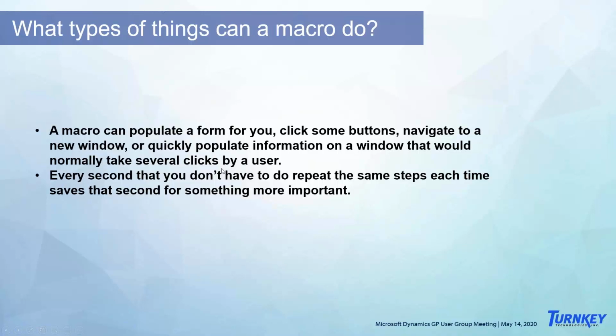Macros can basically go through and populate a form with you. You'll click some buttons, and it'll navigate to a new window or quickly populate information on a window that would normally take several moments to do. And of course, the benefit there is that it saves you time. It's not the same repetitive, mundane thing that you're having to do over and over again. It's made a little bit easier, a little bit quicker, because as you know, some of the windows in GP just need some attention, but that same attention is the same information every single time you get in.